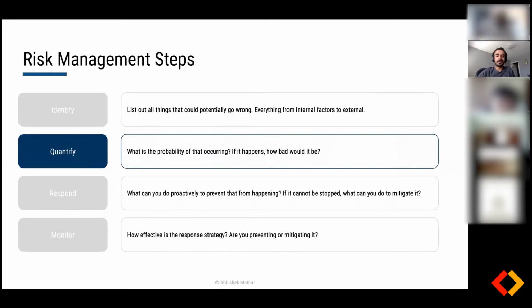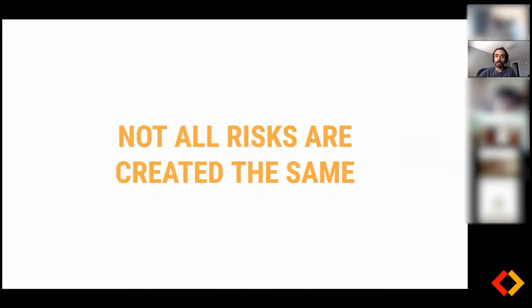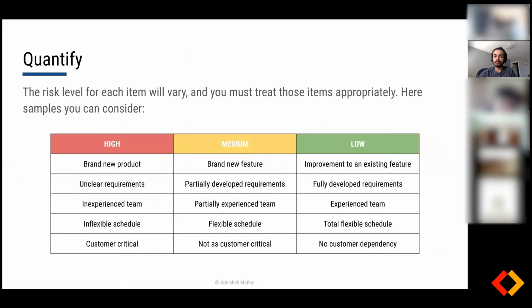Then what you want to do is quantify. You want to make sure that you understand, based off of any risk that is there, what is the probability that the risk will occur? And then if that was to happen, how bad would it be? Bottom line is not all risks are created the same. So you want to make sure that you quantify into different areas.